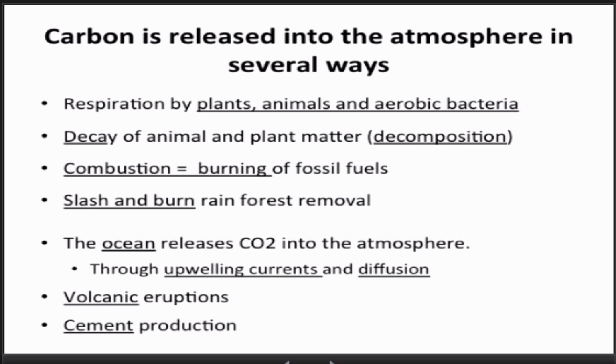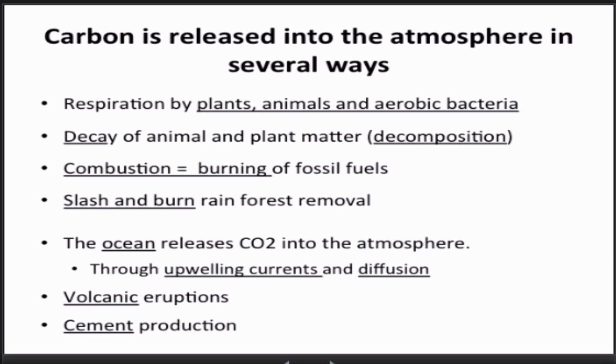When humans mine and then burn any type of fossil fuel, we release carbon dioxide into the atmosphere. Burning of fossil fuels has really changed the amount of CO2 in the atmosphere. Same with slash and burn. Slash and burn occurs when humans cut down forests or any type of vegetation, and then burn that vegetation to make room for urban areas.